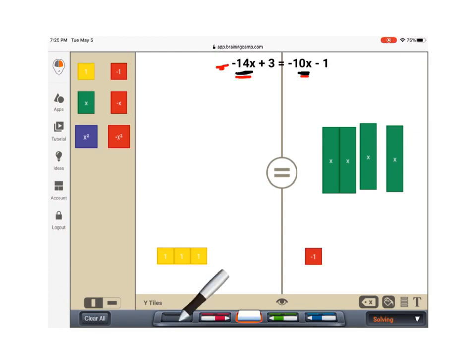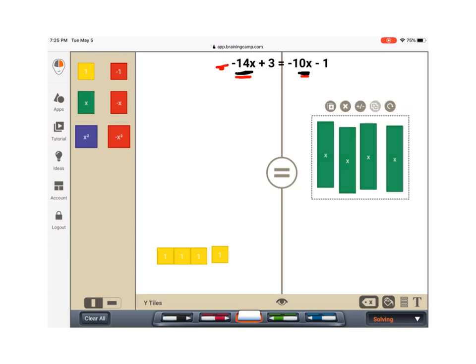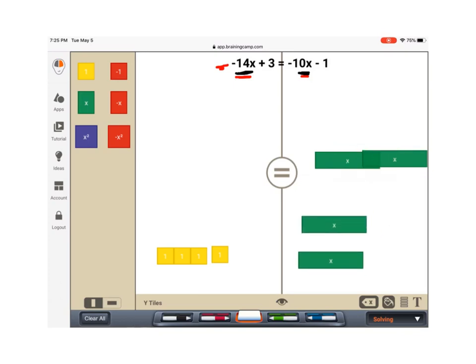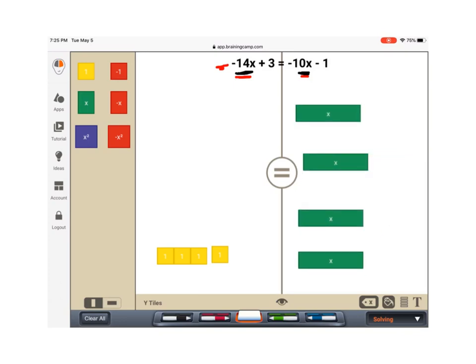The next thing we want to do is get rid of this negative 1 because we want the x's by themselves. So I am going to do the inverse. I'm going to add 1 to this side. To do the same to the other, I'm going to add 1 to this side. Now the next thing that I'm going to do is divide this into 4 groups. Looks like it'll be easier if I turn these. So I'm going to turn them, 1, 2, 3, 4 groups. And of course these then have to go into 1, 2, 3, 4 groups.